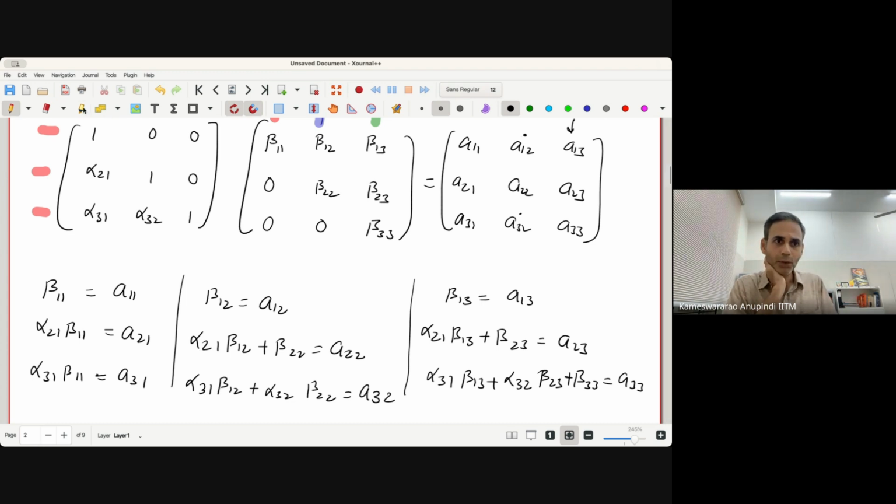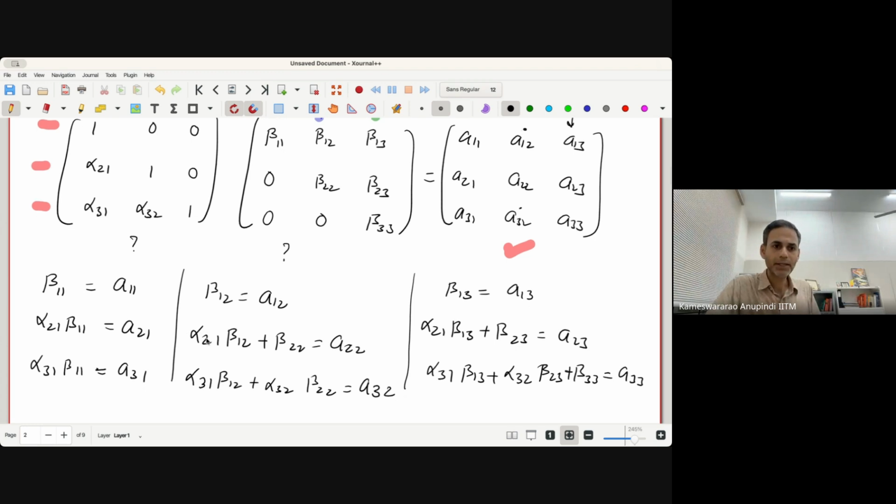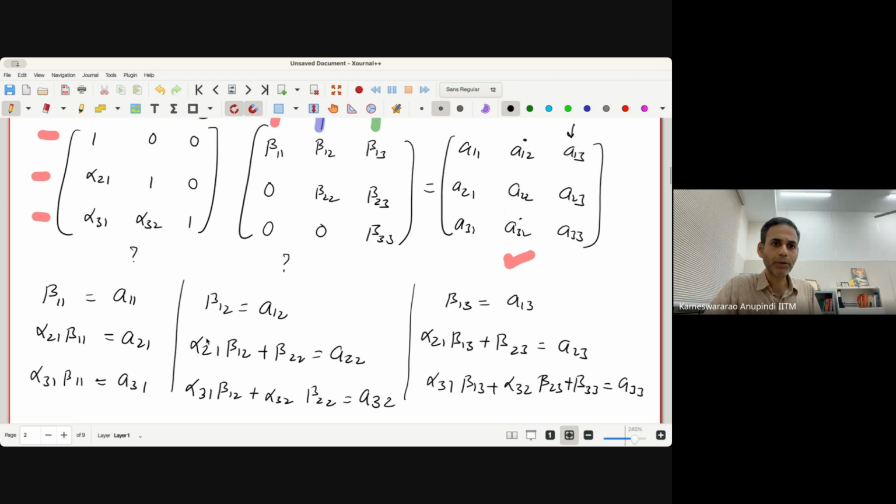Of course, I know my A matrix and all its entries. The question is, I don't know the alphas and betas. That is what I want to calculate from this algorithm. So how do I go about calculating them?